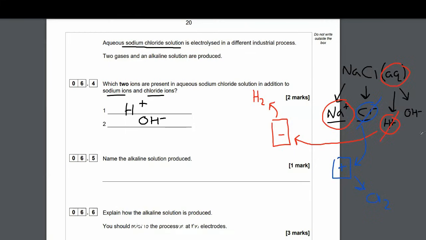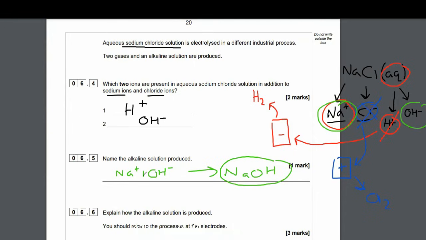Let's look at what's been left behind. What we can see is that what's left behind are the sodium ions and the hydroxide ions. What do you think you get when you put sodium ions and hydroxide ions together? Well, the two charges cancel and they're going to form NaOH. So your answer for this is that you don't need to write this equation that I've written. You just need to write sodium hydroxide.